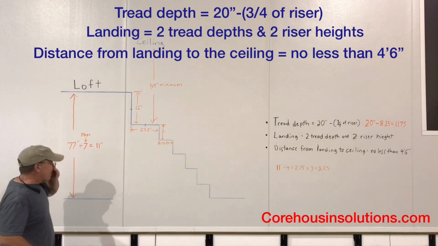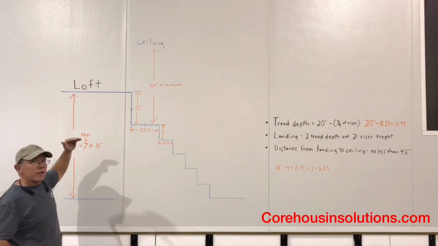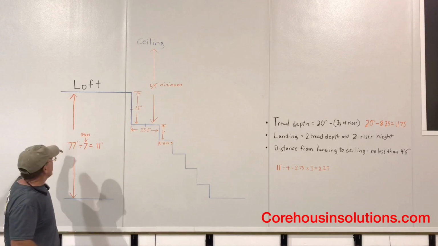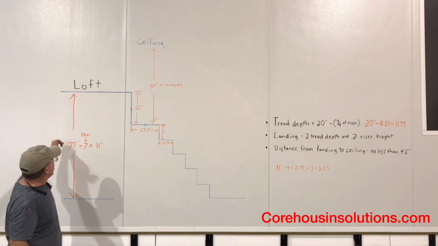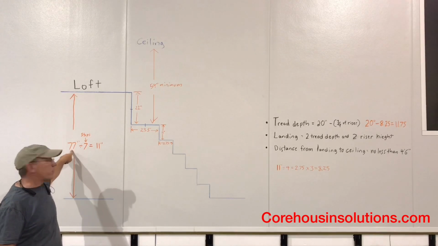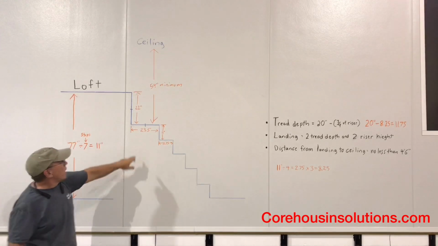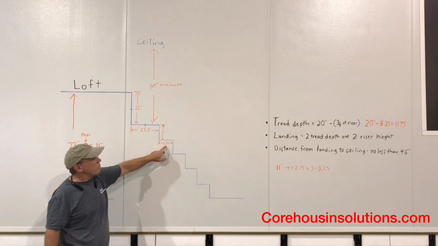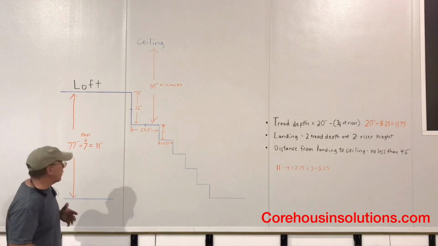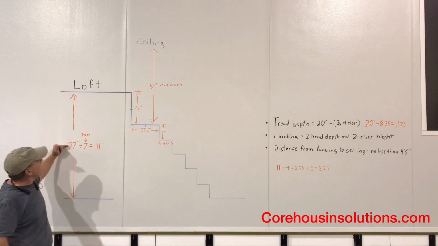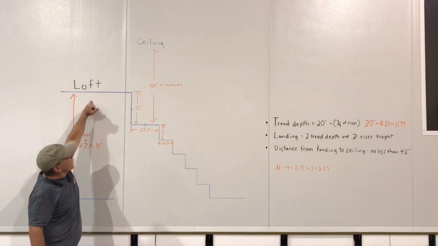Starting with the chart, the minimum height below a loft ceiling is 6'4". I went ahead and made it 6'5", just so we're not cutting it too close, and that gives us 77 inches. I brought everything down to inches so it makes the math easier, and you'll see we went to decimals, points of an inch rather than fractions. Then I'll convert it back for you. We start with our 77 inches from the floor to the loft.